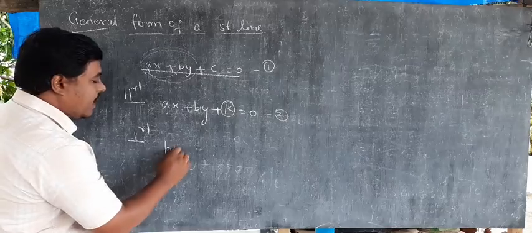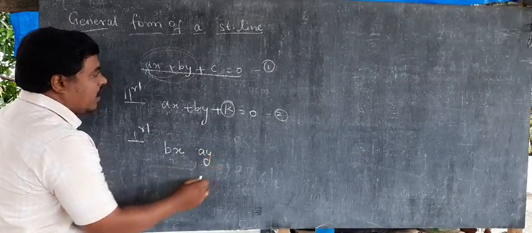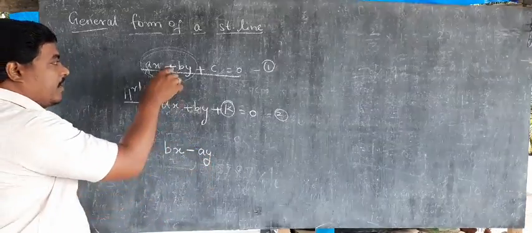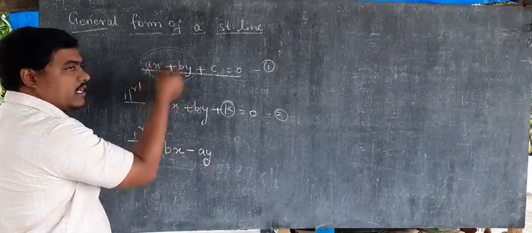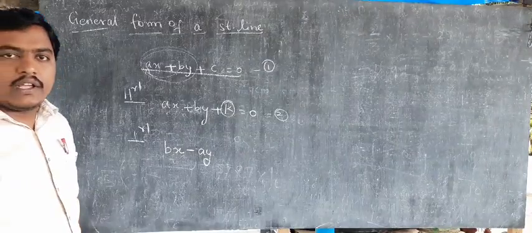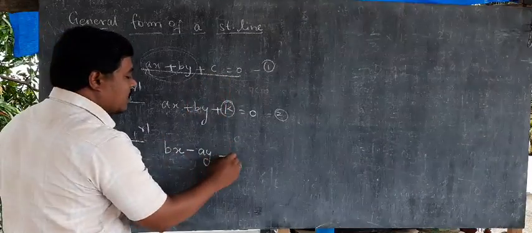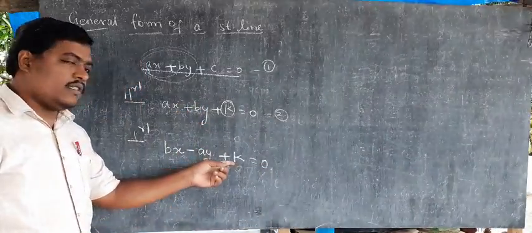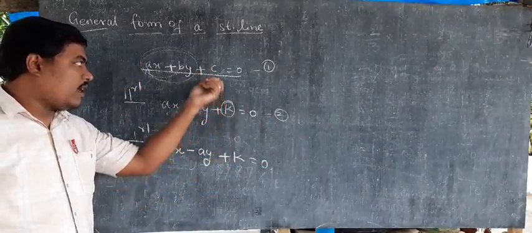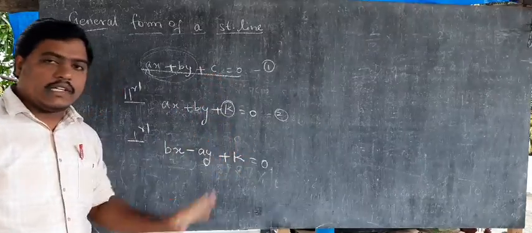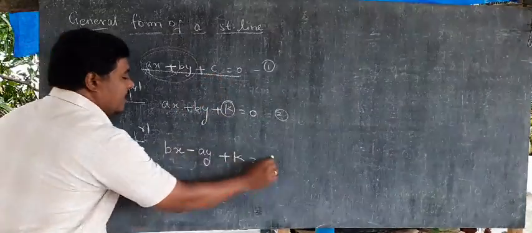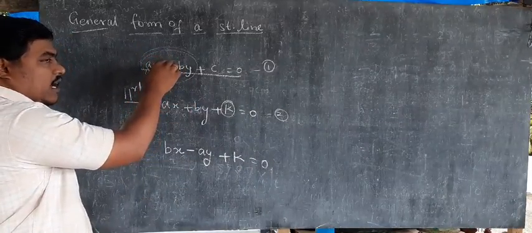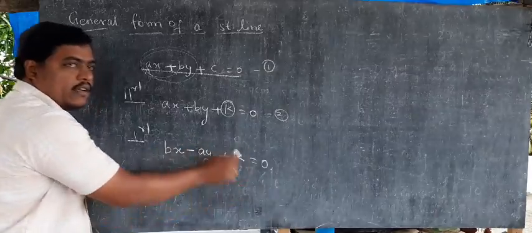So bx and ay. Here if it is positive we write negative. Here if it is positive we write negative. That is interchanging the coefficients of x and y. And for c, the constant term will also change. Suppose we have 5 or 6, here the constant term will be changed. If you write like this, that is called perpendicular to equation 1. For this line equation, this is the perpendicular line.